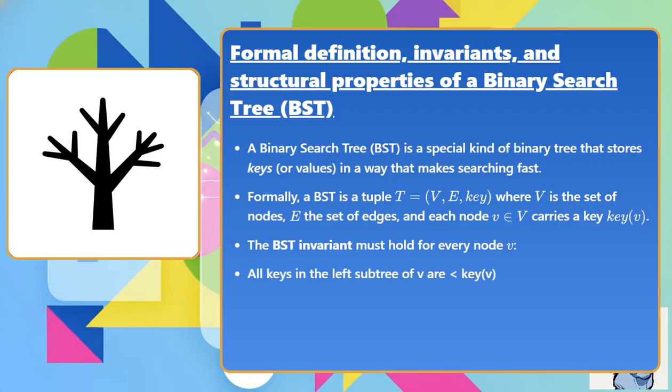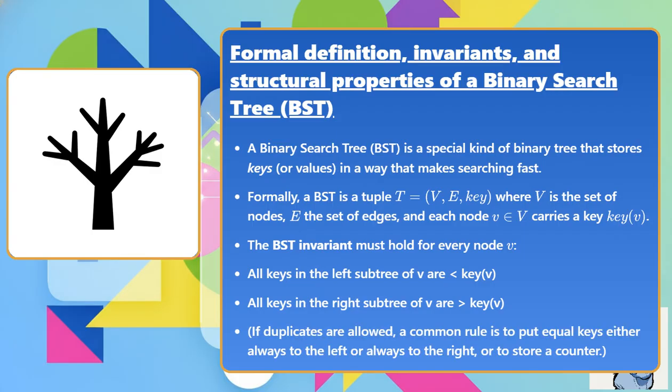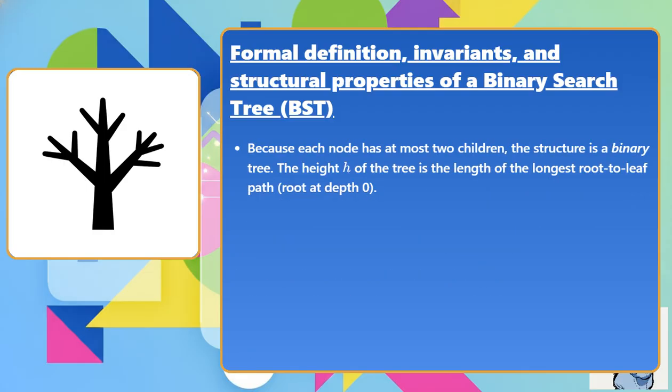All keys in the left subtree of v are less than key of v. All keys in the right subtree of v are greater than key of v. If duplicates are allowed, a common rule is to put equal keys either always to the left or always to the right, or to store a counter. Because each node has at most 2 children, the structure is a binary tree.